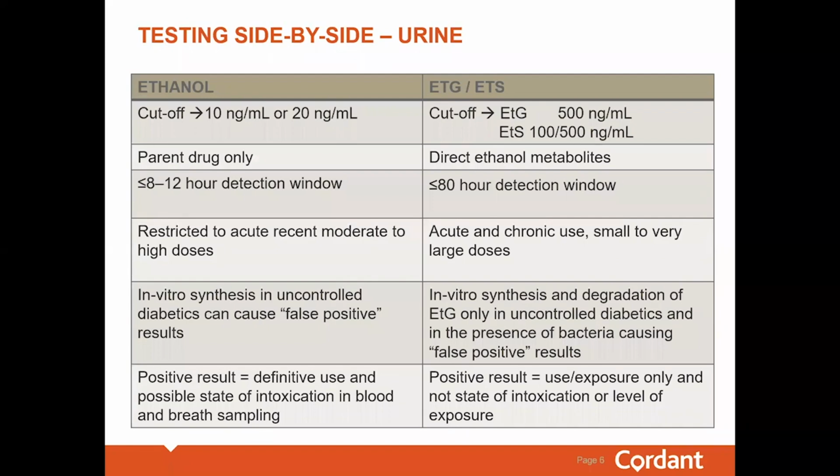Both parent ethanol and ETG are known to have potential false positives in the rare case of the uncontrolled diabetic patient. Ethyl sulfate, however, is not subject to these effects, but we will look more at that in the next slides. Finally, a positive ethanol indicates definitive use and potentially the state of intoxication if the testing was for blood and breath. But a positive result for ETG only tells us use or exposure, and it does not tell us a state of intoxication or the level of exposure.